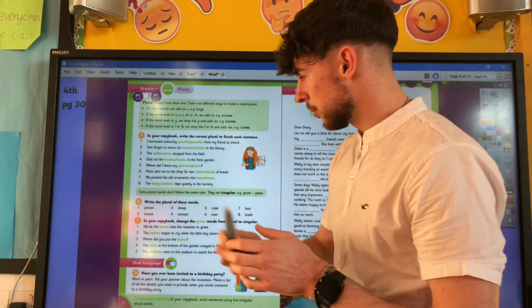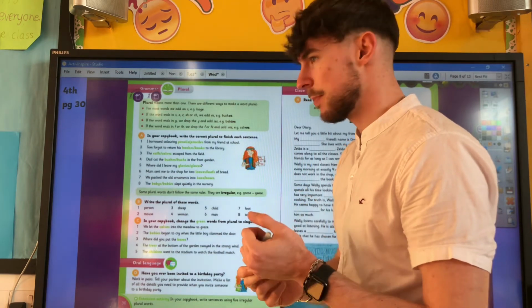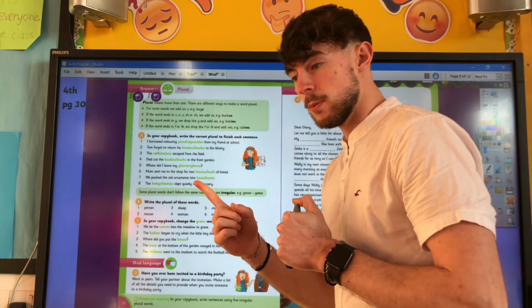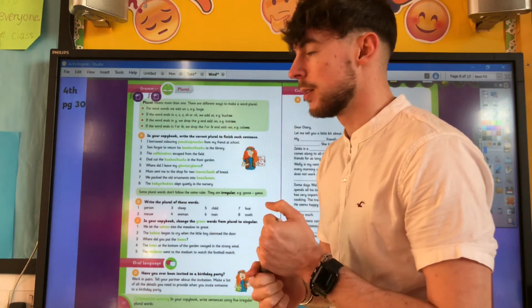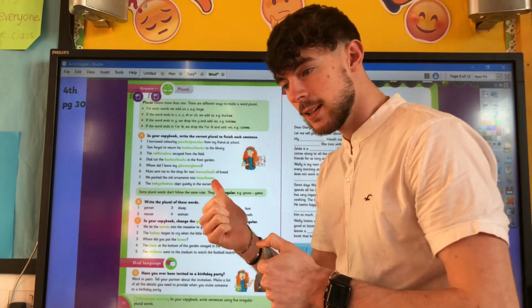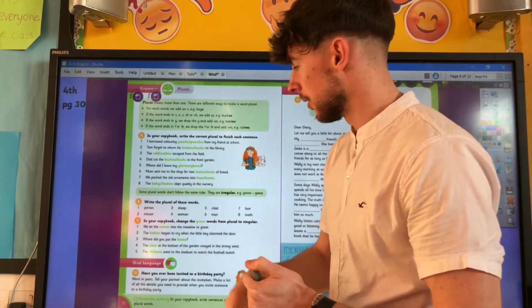And then some plurals don't follow the same rules. They are irregular. So for example, if you have 1 goose, that's perfect. But you can't say you have a flock of gooses, or sheeps, or fishes. You have to say geese, fish, sheep. So you can't say sheeps, right?